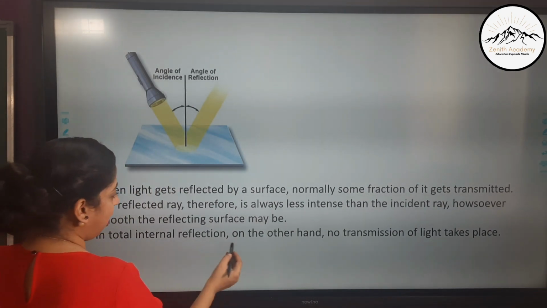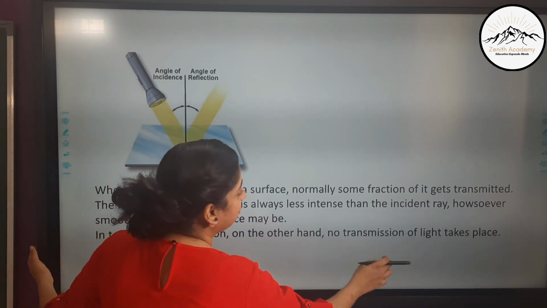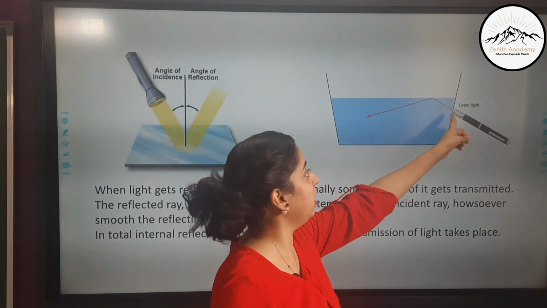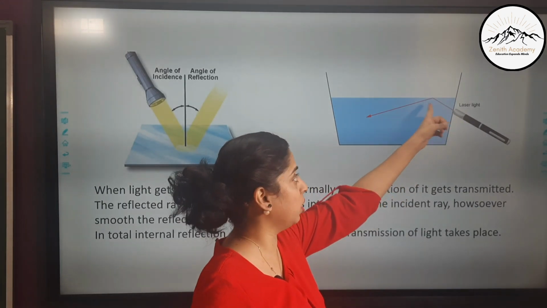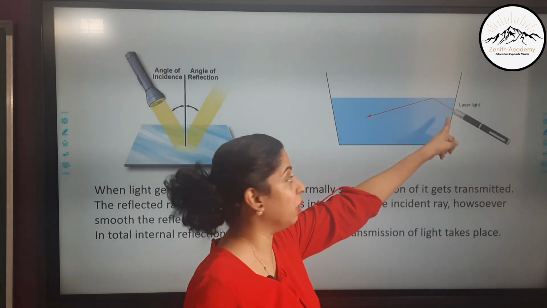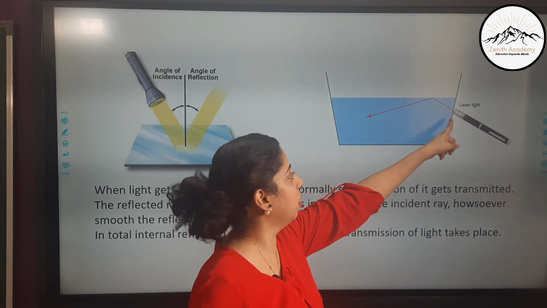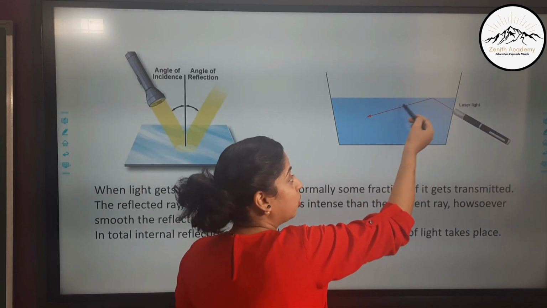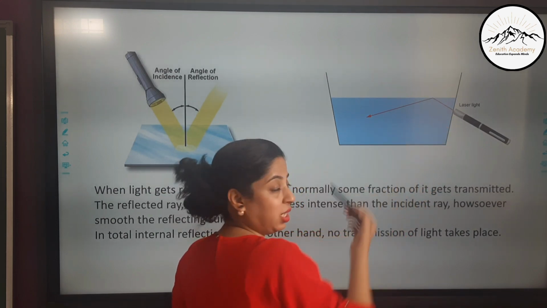In total internal reflection, on the other hand, no transmission of light takes place. Whenever you are trying to send light for total internal reflection, what is the condition? It should enter from the denser medium. When this angle is more than the critical angle, it will totally internally reflect.